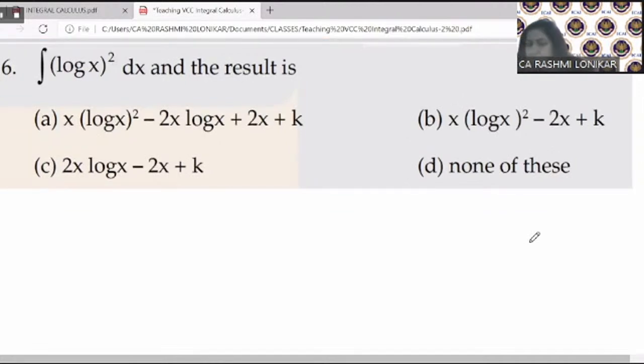Okay, now let us see this 16th question. Here you also have to use the concept of logarithm. If you've done the chapter on logs well, you will be able to understand the solution.